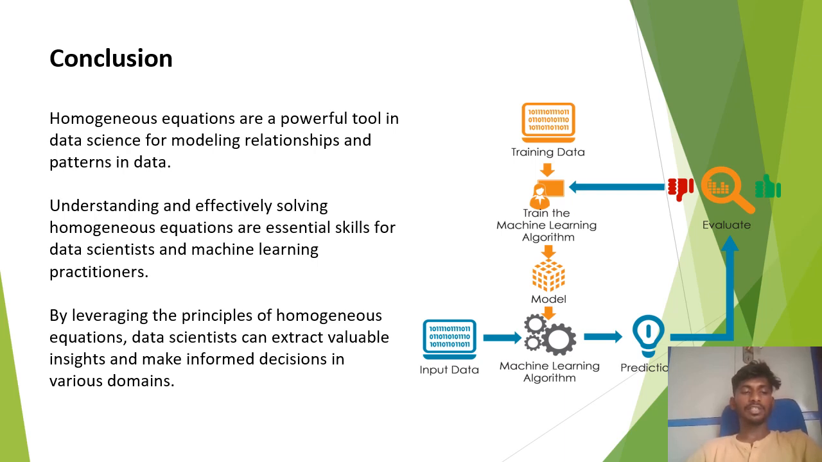In data science, a homogeneous equation refers to a linear equation in which the right-hand side is zero. These equations are common in various statistical and machine learning contexts. Future directions in homogeneous equations in data science. When the right-hand side of the equation is zero, it is considered a homogeneous equation. By leveraging the principle of homogeneous equations, data scientists can extract valuable insights and make informed decisions in various domains.